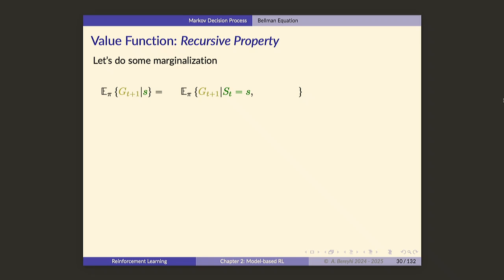What do you suggest that I add here, first of all? What should I add here to somehow get something known? Yes? Action? Why action?